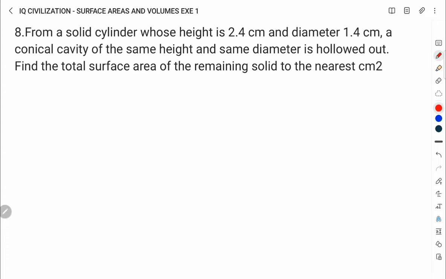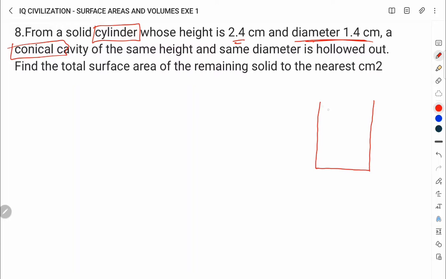See here, next one. From a solid cylinder, this is my keyword, whose height is given and dia is given. See, whenever you see the diameter, make sure that you take the radius, half of dia, and a conical cavity of the same height and same diameter is hollowed out. Very good. So see, this is a cylinder. This is a solid cylinder.